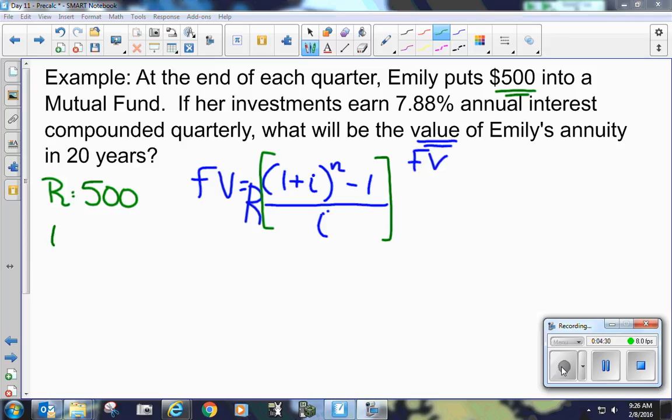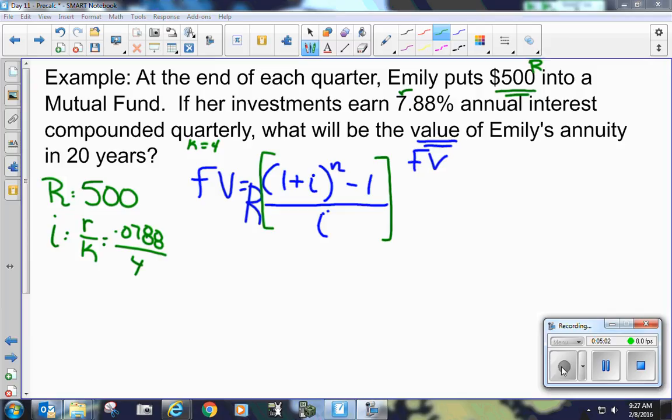Right. Her I, her interest, is R over K. And our rate, you said it, was 0.0788 over 4. Why do we know it's 4? Quarterly. That means K equals 4, so it's 4. This is your little r, your rate. Of course, we need to make that a decimal. It can't be a percentage. This is your capital R, in case you haven't been following along. Capital R, right there.